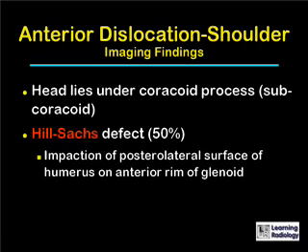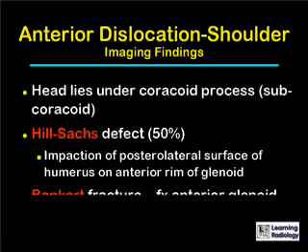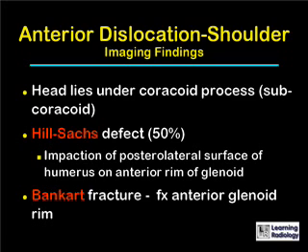A Hill-Sachs deformity may be present about half of the time. A Hill-Sachs deformity is actually a fracture, which is an impaction of the posterolateral surface of the humerus as it strikes the anterior rim of the glenoid on dislocating. And there may be a Bankart fracture, which is a fracture of the anterior rim of the glenoid.